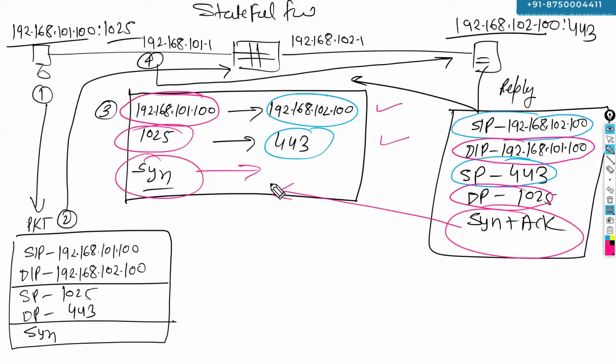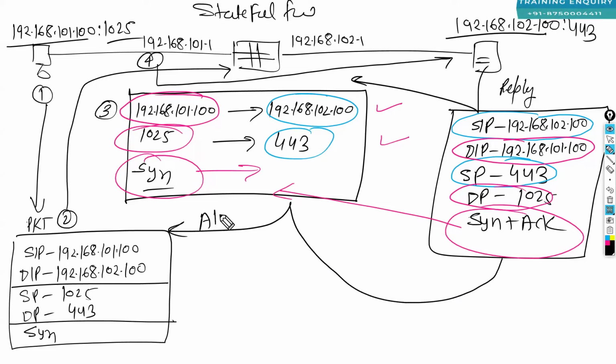SYN plus ACK can only come when we have sent SYN. Yes, we have sent SYN. In response to the SYN flag, a SYN plus ACK packet can come. So whatever packet or reply we are getting is matching with our database. If it is matching, then it will be allowed to the client, and the reply will go to the client. If the reply matches our database, then the stateful firewall will allow it.